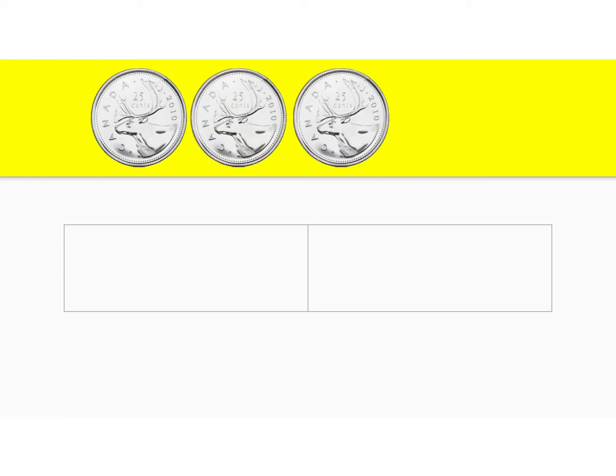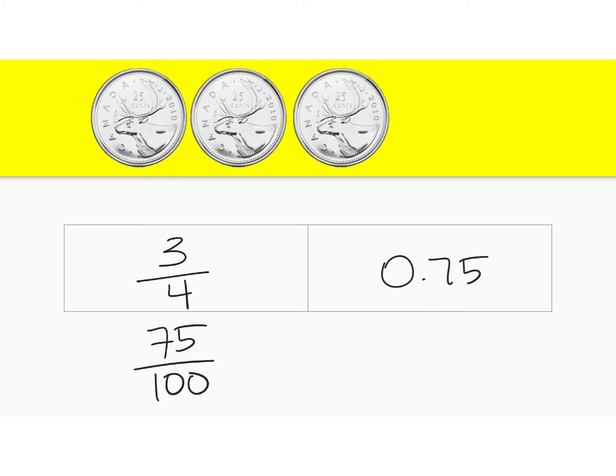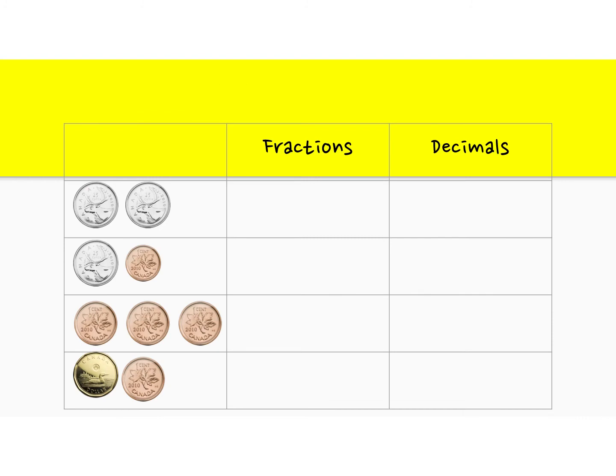Let's look at 3/4. So look, there are actually 3/4 here. If we write this as a fraction, which is 3 out of 4, we know that's 75 cents. Another way we could write this is 75 out of 100, because we know we've got 25 cents, 50 cents, 75 cents. So that's our 75 out of 100, which is equal to 0.75. Now we're looking at this.